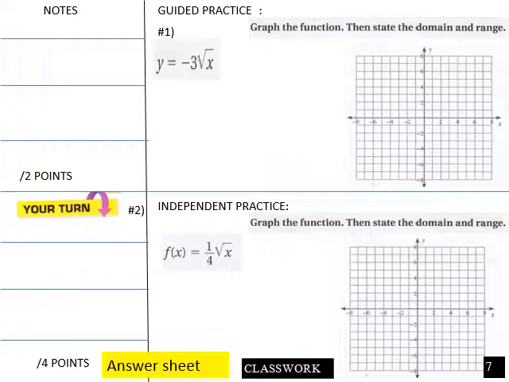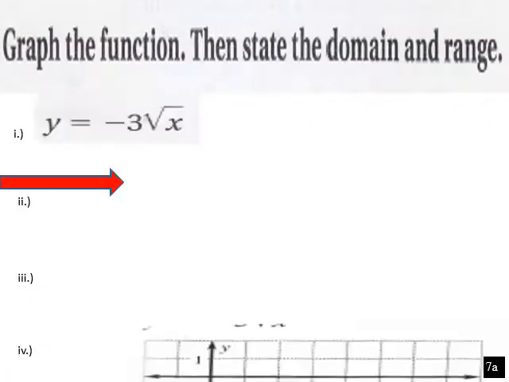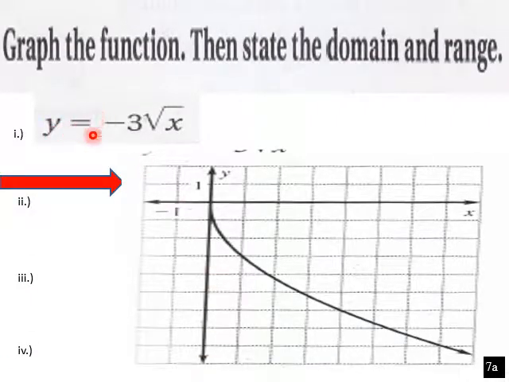Okay, our first guided practice here. Graph this function here, and students, this is on you. Graph this function for your independent practice. Okay, the guided practice here, we have a negative, so now we're below the x-axis, -3 times square root of x. This is the shape of your graph.